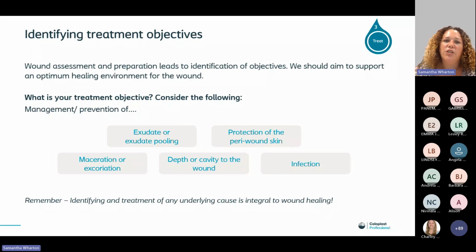So wound assessment and preparation leads us to identify our objectives for that wound. So what are we trying to do? Are we trying to reduce exudate or exudate pooling? Do we need to protect that peri-wound skin? Is there maceration or excoriation present? How are we going to manage that? Is there depth to the wound? Is there cavity undermining? How are we going to manage that? Are there any signs of infection, whether that be subtle signs of localized infection, or is there those more classic signs of infection, spreading or systemic? But remember, the most important thing is identifying and treating those underlying causes.